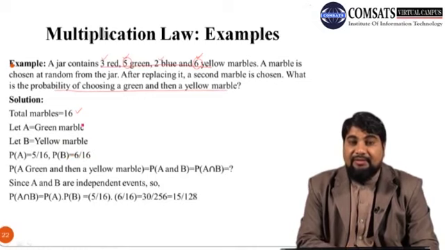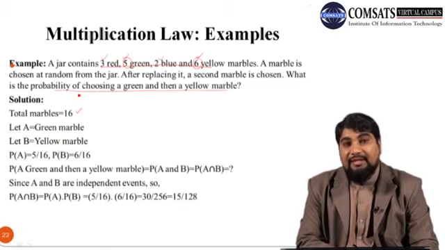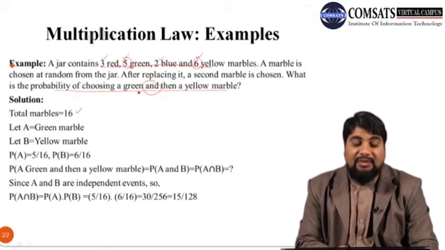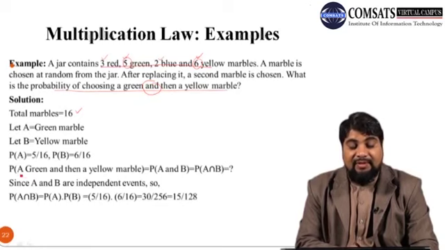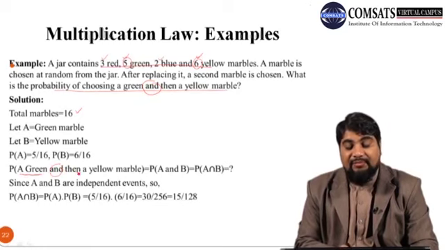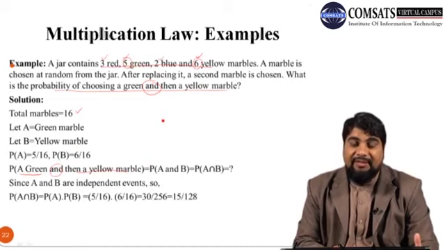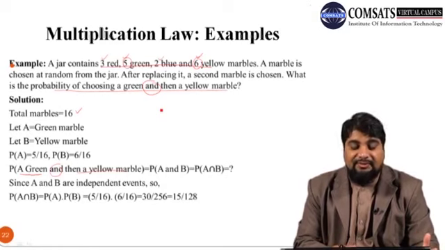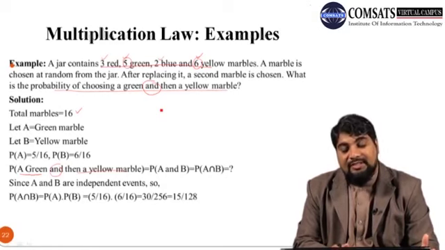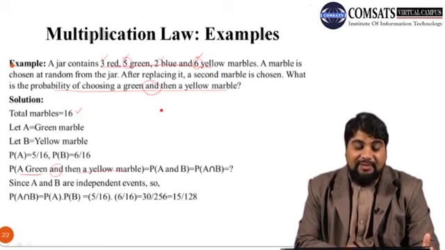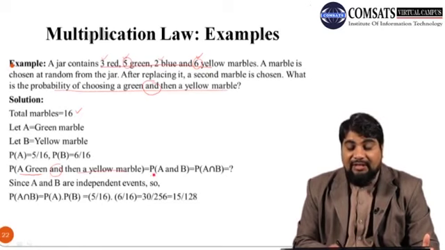So coming to our main question, find the probability of choosing a green and then a yellow marble. Since these marbles are independent, the green marble has nothing to do with the yellow one and the yellow has nothing to do with the green one, so we can say that they are independent. So the probability of A intersection B is our required task.